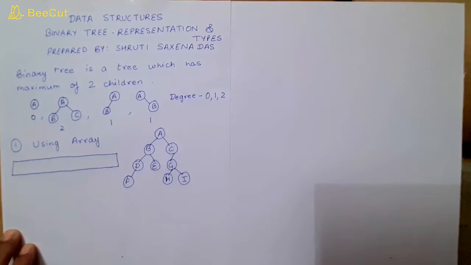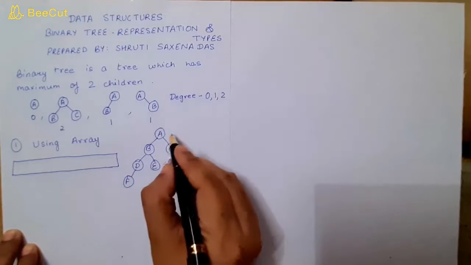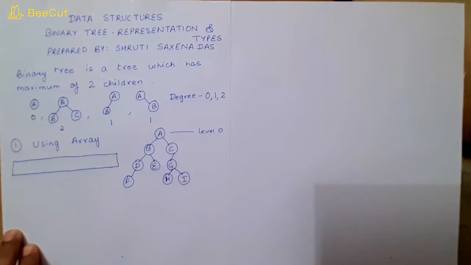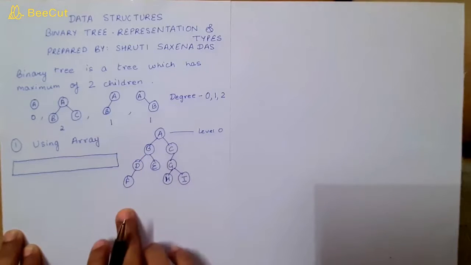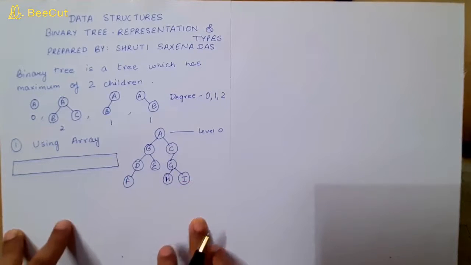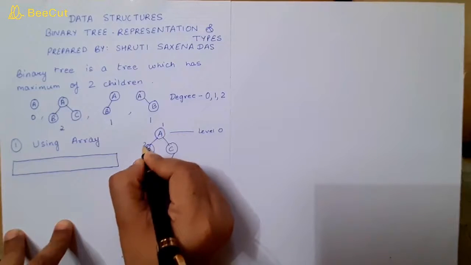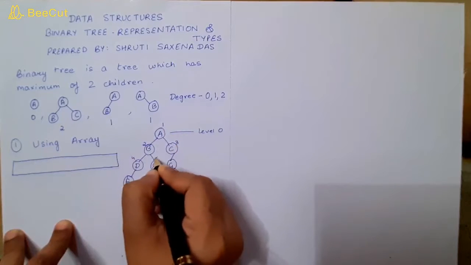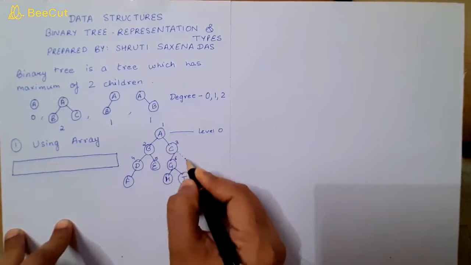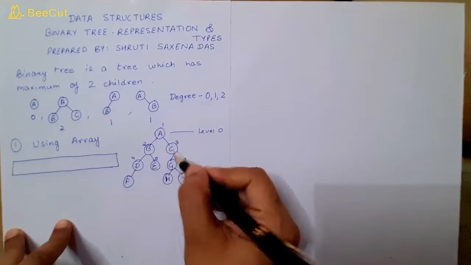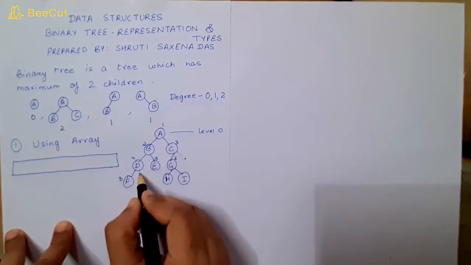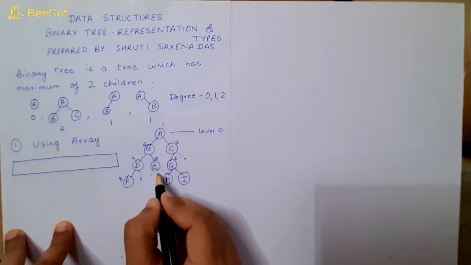So using an array you have to represent it like this. In the previous video we discussed what level means. Root is always at level 0. You have to start numbering all the nodes from left to right, level by level, from top to bottom. So we'll give numbers 1, 2, 3, 4, 5, 6. Now 7th should be this one which is missing. The right child of C is missing, but we'll write the number. Then 8 is for F, 9 is missing, then 10 and 11.